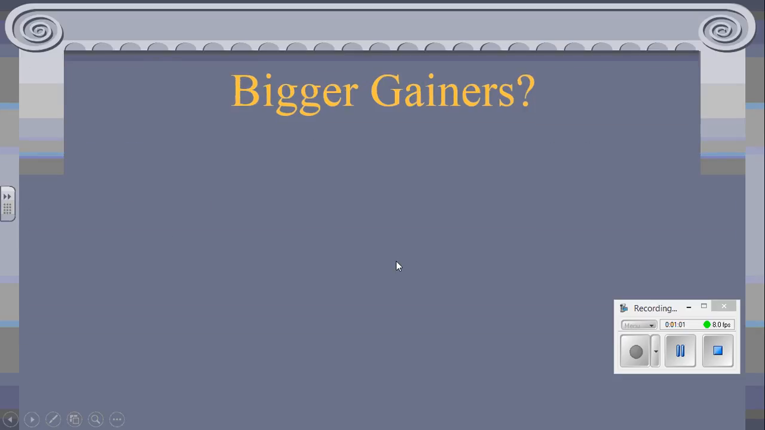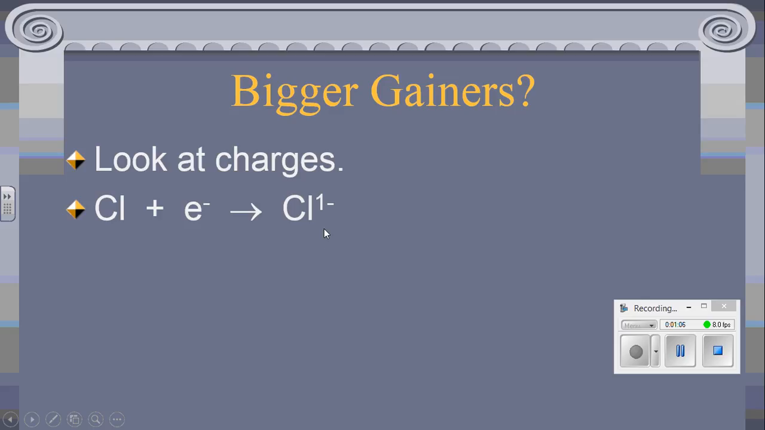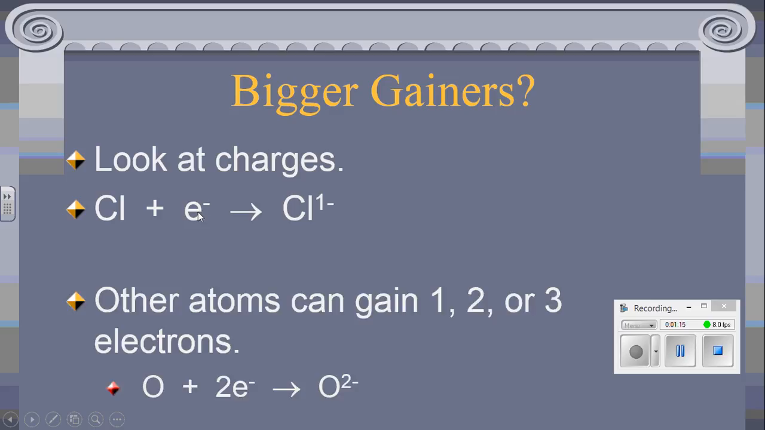Now, looking at the charges, other things can often gain or lose more than one. So we're gaining now. This is a -1 because it gains one electron, but some things can gain 1, 2, or 3 electrons. And if you notice the pattern here, we never go above 3 electrons being transferred, generally speaking. So here's oxygen. Oxygen is a gainer of 2 electrons, and we're going to look in one of the final videos about how we know that. Here is the oxide ion. It's -2, and again I put the sign afterward just because there's a tradition. So we have the chloride ion and the oxide ion.